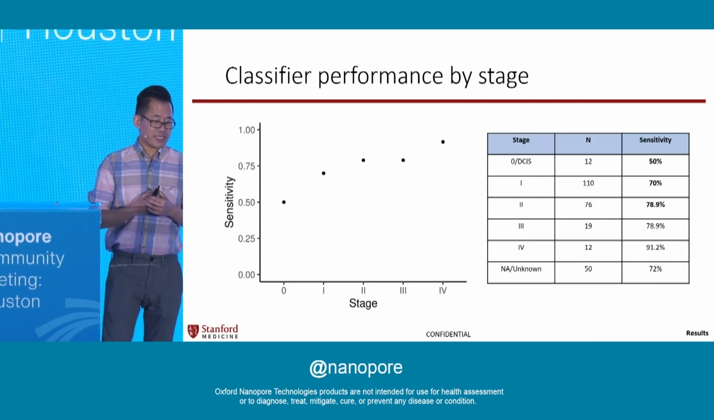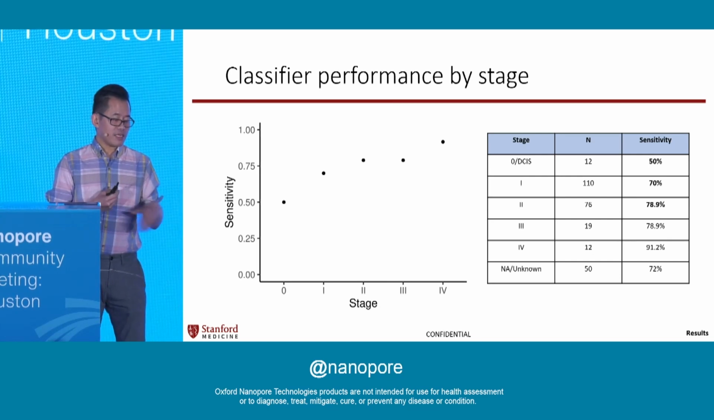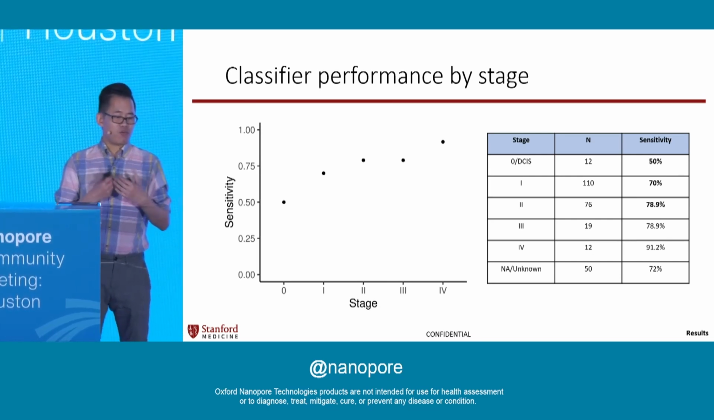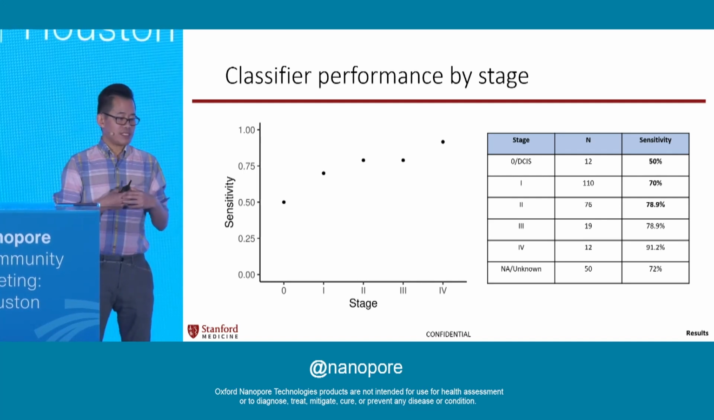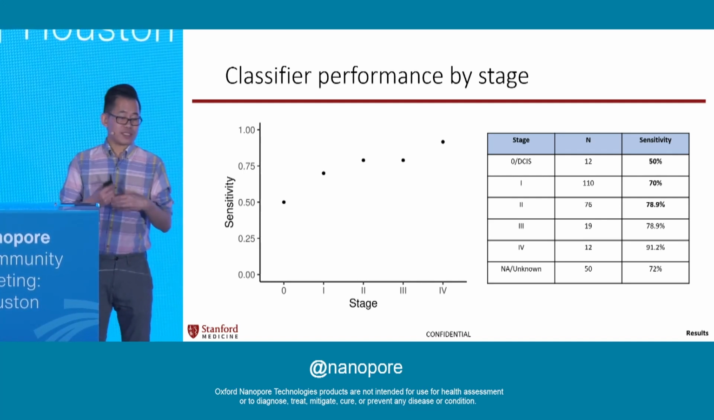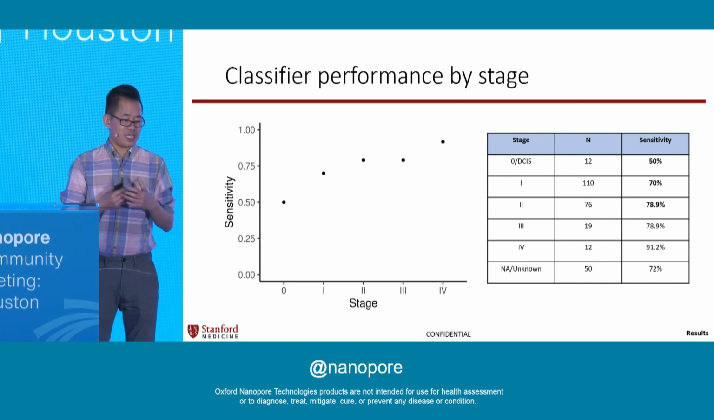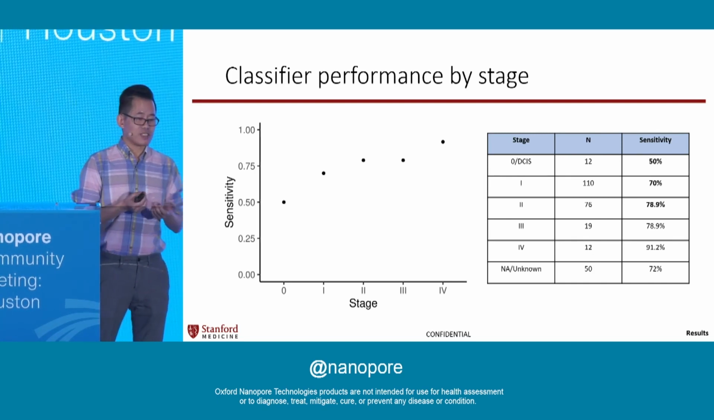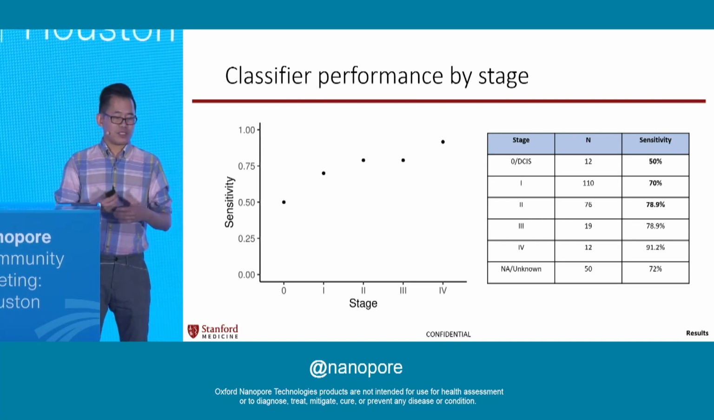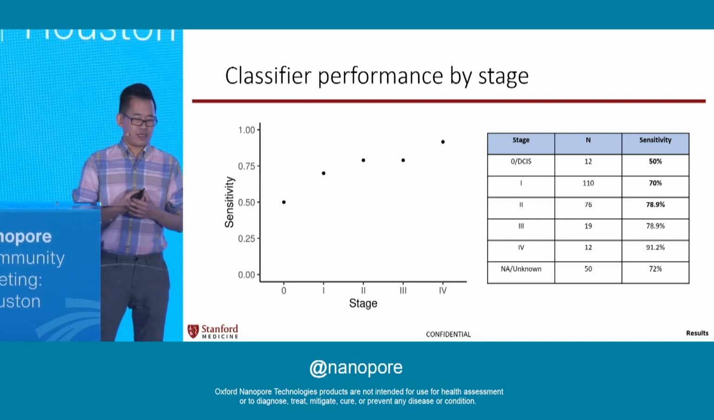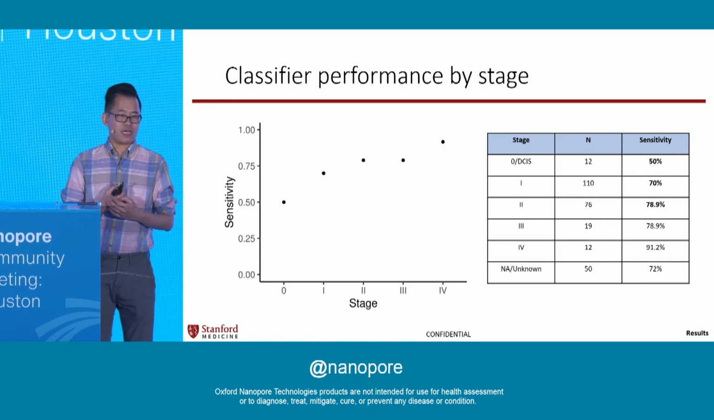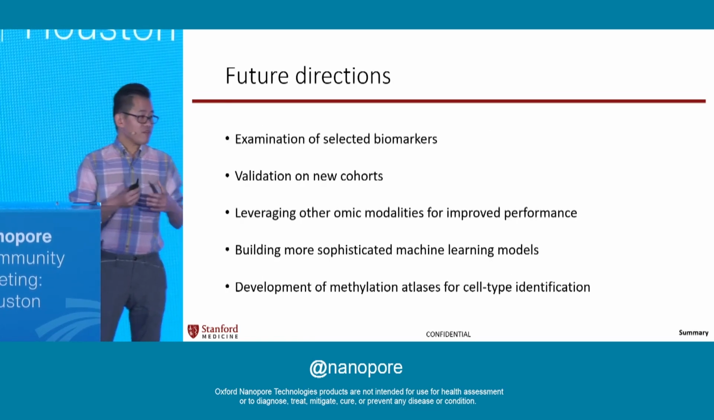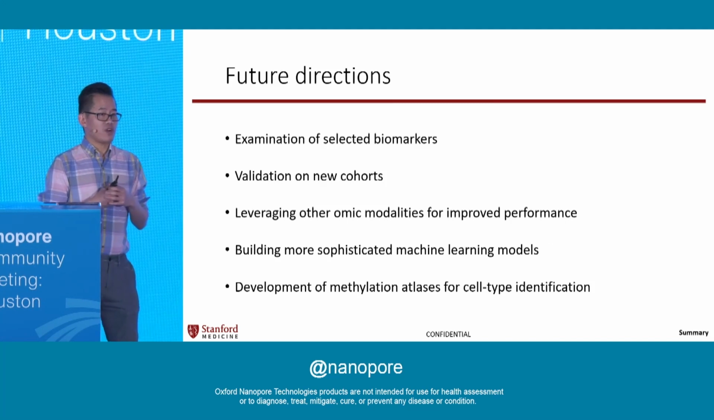When you break this down by stage, you can see that it follows a classic curve: as you have more advanced cancers, the performance goes up. We see for stage 1 and 2, the performance and sensitivity is about 70 to almost 80%. What's also really encouraging is that at DCIS or stage 0, which is a pre-cancer state, we have pretty decent sensitivity for detecting breast cancer. So that's it for showing some of the results for our classification model and our current efforts.